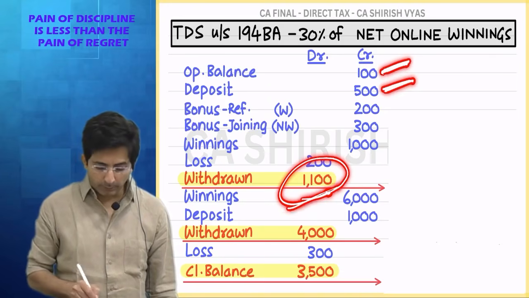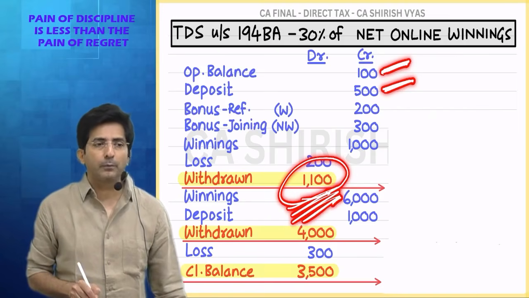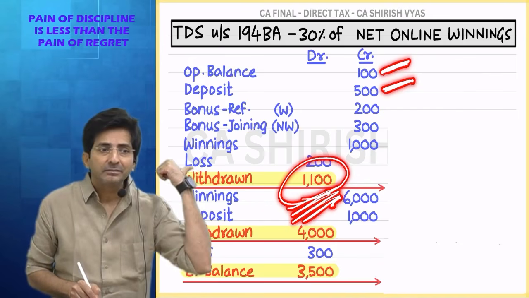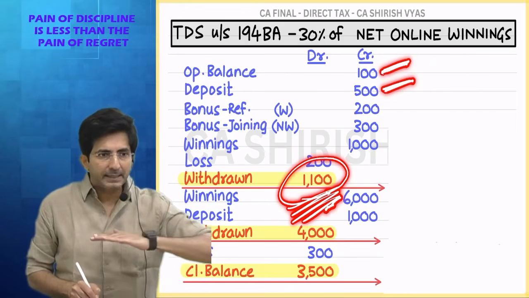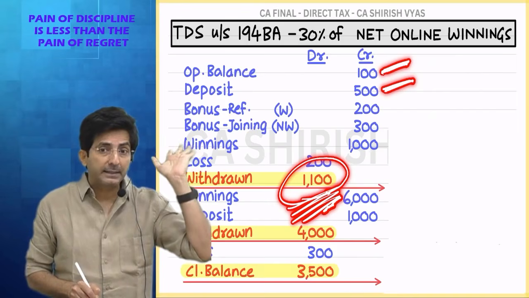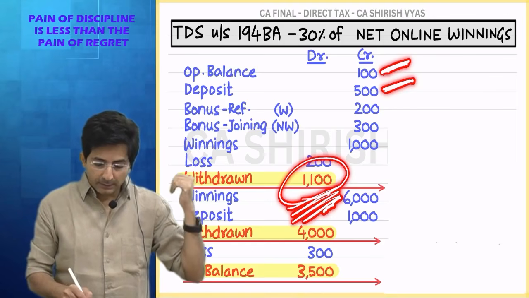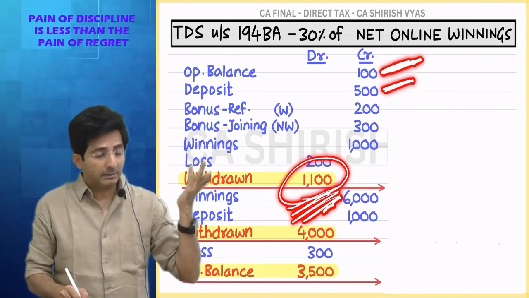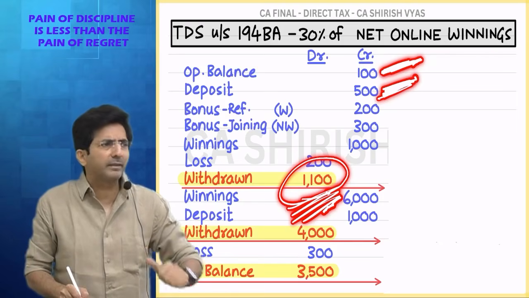Because we assume that whatever you have withdrawn, of which 100 rupees is the opening balance you withdrew, and the opening balance is already subject to TDS in the last year. See, the gaming company deducts TDS at the end of the financial year. So last year at the end of the financial year, they might have deducted TDS. And last year's closing is this year's opening. So this 100 is already subject to TDS in the last year. And what about 500? This is not winning. This is my own money I am withdrawing.